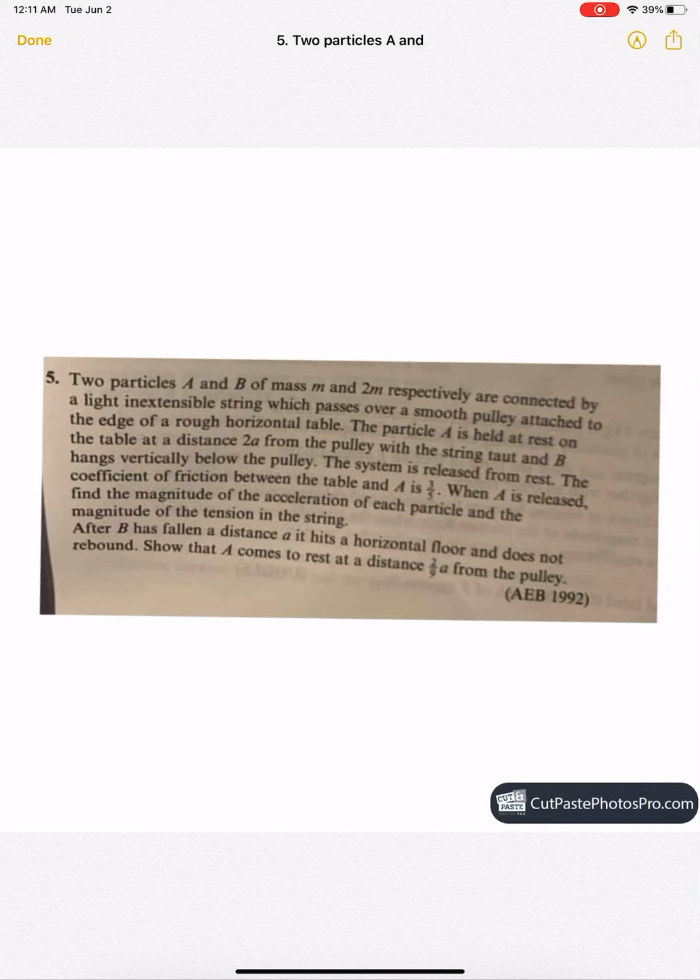So these two modeling assumptions will be used, and the string passes over a smooth pulley attached to the edge of a rough horizontal table. The particle A is held at rest at a distance of 2a from the pulley, and when the string is taut, B is hanging vertically below the pulley. The system is released from rest, and we've been given the coefficient of friction as 3/5.